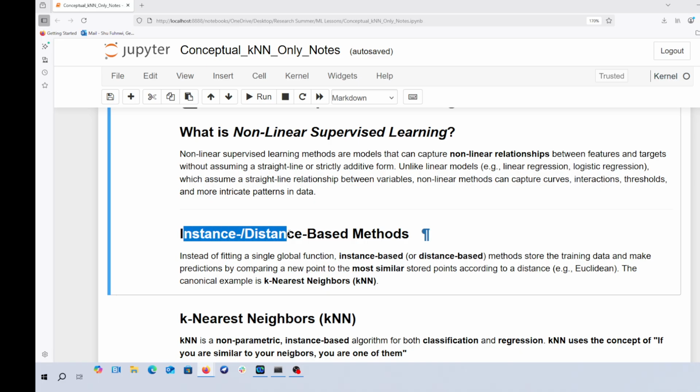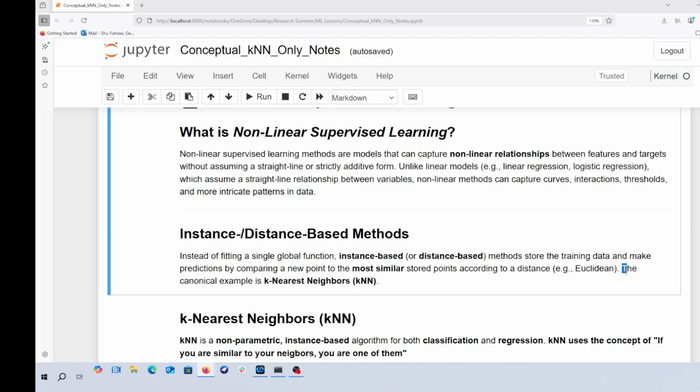So for the start, we are going to be looking at the first non-linear technique, which is a distance-based method, which, instead of fitting a single global function, looks by storing the training data and making predictions by comparing a new point to the most similar stored points according to that distance metric. And we already saw the Euclidean distance, which I did mention. That distance measure most of us did in junior and senior secondary high school.